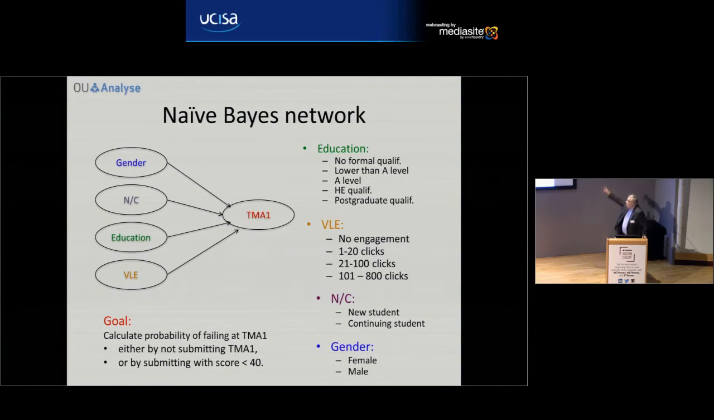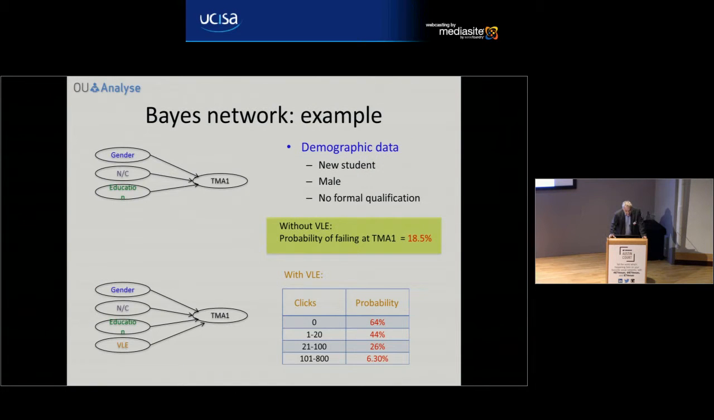And we use the following values. Education, as you know, we can have no formal education, so there are 5 different values of education. VLE, we just count clicks without saying what the click means in this very simple model. We use more sophisticated ones; this is just to show you the idea. So no VLE engagement up to 800 clicks. New or continuing student, and obviously gender male and female, and the goal is TMA 1, submit and score more than 40, which is pass, and the rest is fail. And these are real numbers from real students.